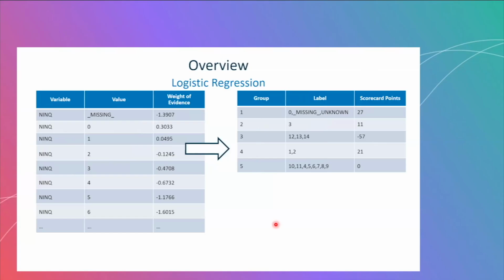All right, so the weight of evidence values are then used as an input into predicting the target flag.